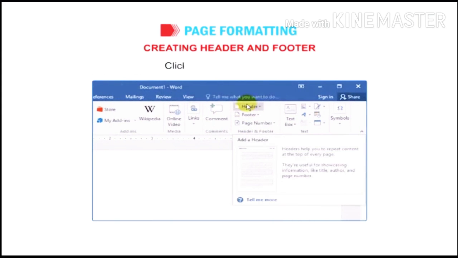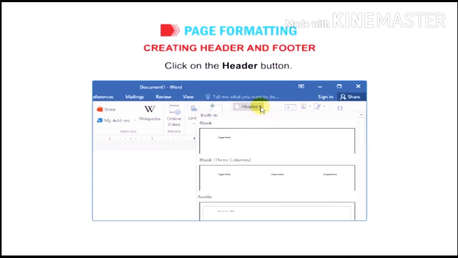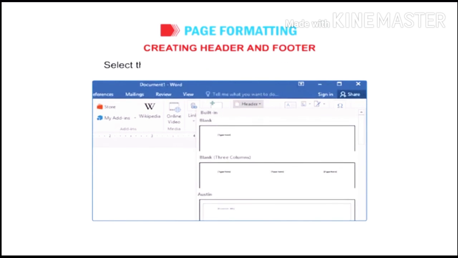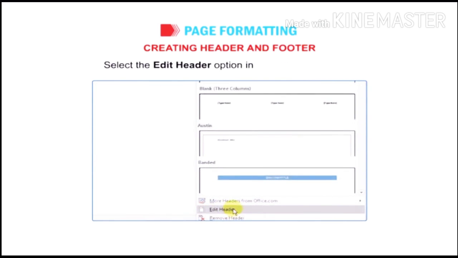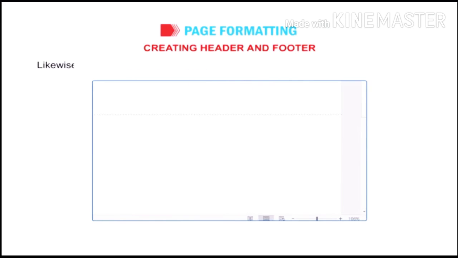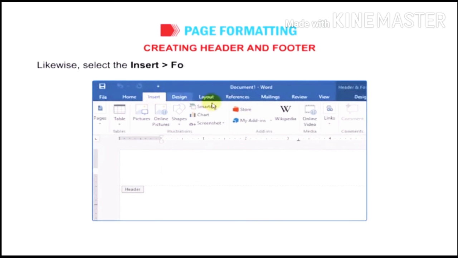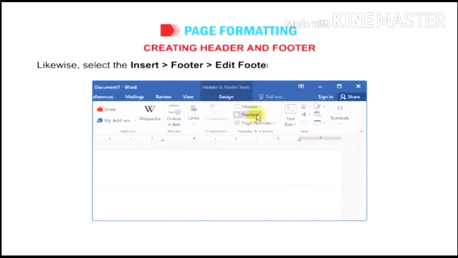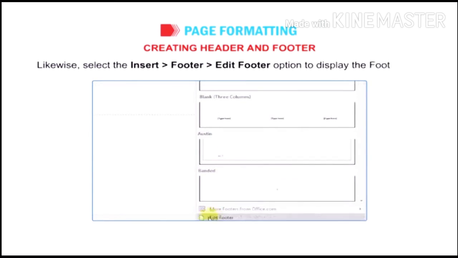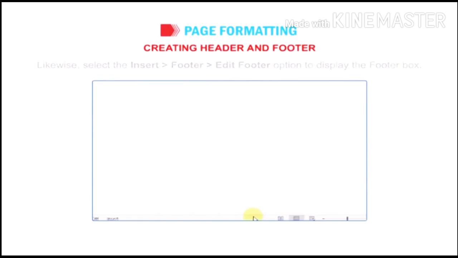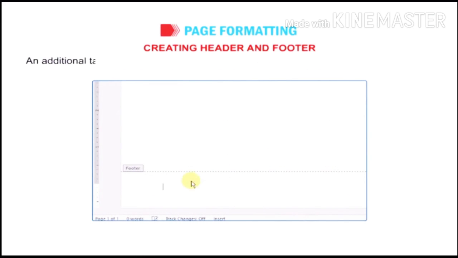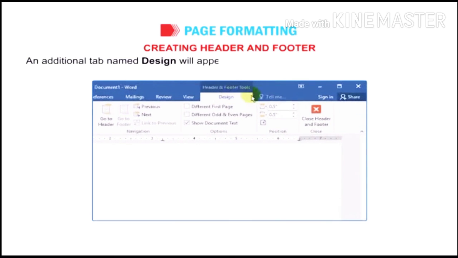The Header and Footer buttons are found in the Header & Footer group. On the Insert tab, click on the Header button. Select the Edit Header option in the drop-down menu. Likewise, select Insert, after that Footer, Edit Footer options to display the footer box. Same, वैसे ही होता है दोनों का. An additional tab named Design will appear on the ribbon under the Header and Footer Tools section.